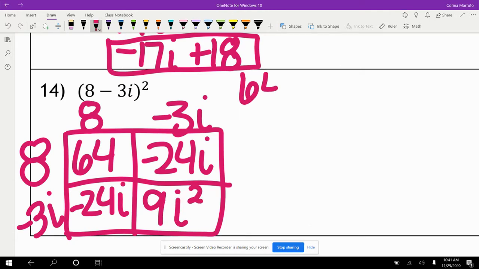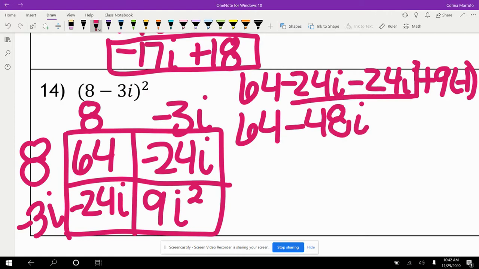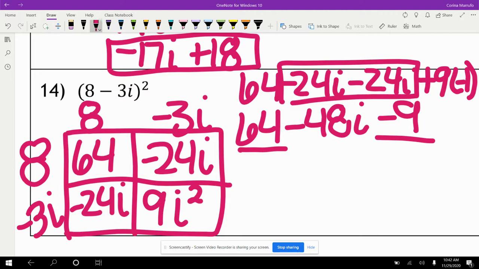So we write it all out. We have 64 minus 24i minus 24i plus 9, because it's a positive 9. And instead of i squared, remember, whenever you see an i squared, you have to plug in a negative 1. So 64 minus 48i, when we combine our like terms, these two are like terms. 9 times negative 1 is negative 9. So once you do that, 64 and negative 9 are like terms. 64 minus 9 gives us 55. So 55 minus 48i.